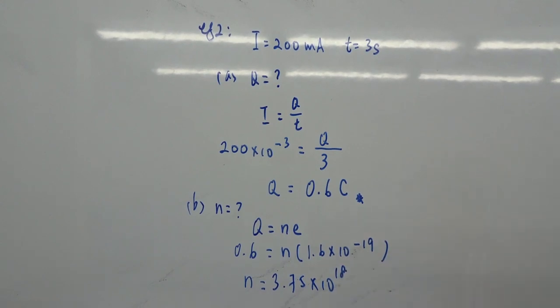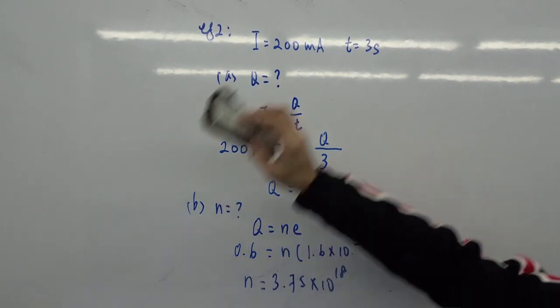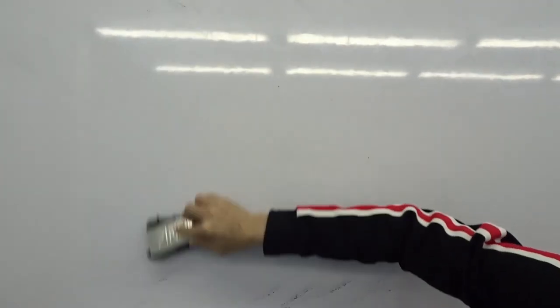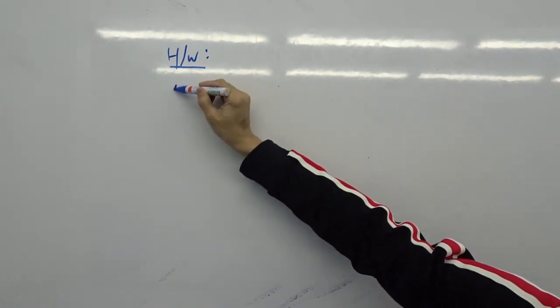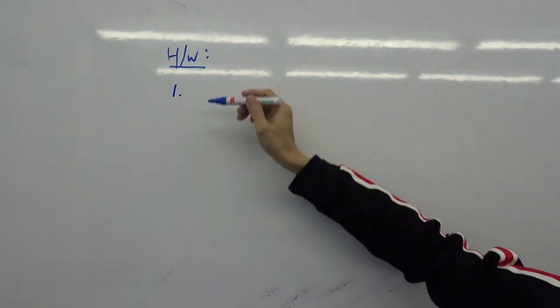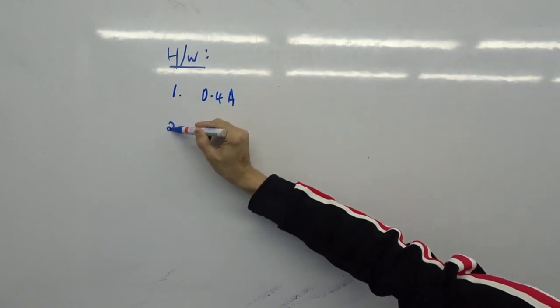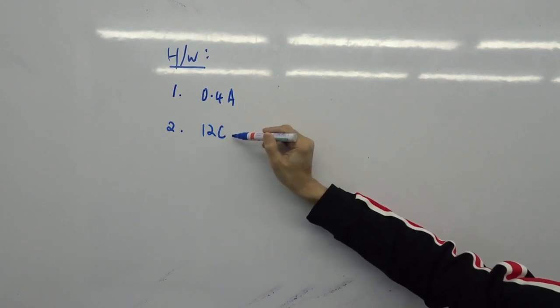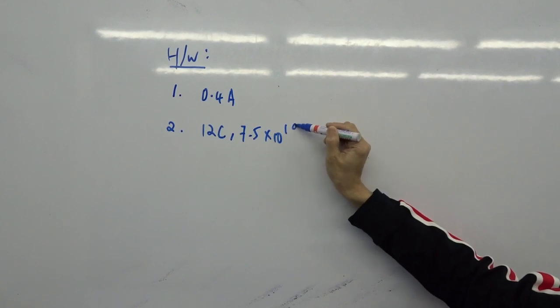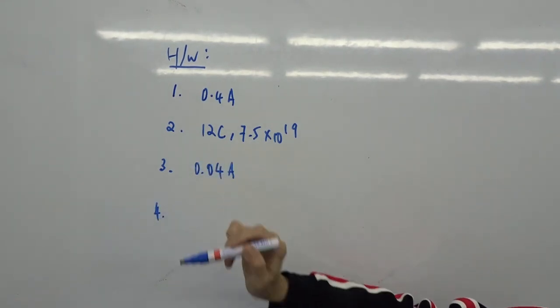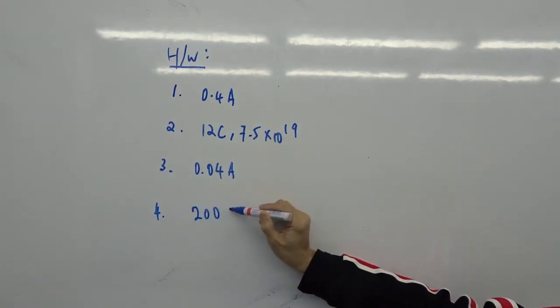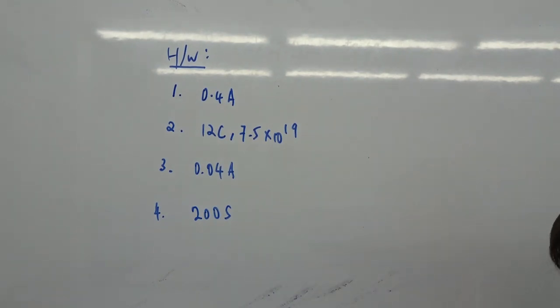Okay, try yourself. Finish, and then your first homework. Your homework is practice 1 until 4. So now you write down the final answer, and then you do it later. Number 1 is 0.4 ampere. Number 2 is 12 coulomb and 7.5 times 10 power 19. Number 3 is 0.04 ampere. Number 4 is 200 second. Copy the answer, and then finish the homework at home.